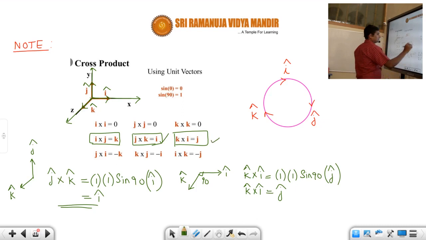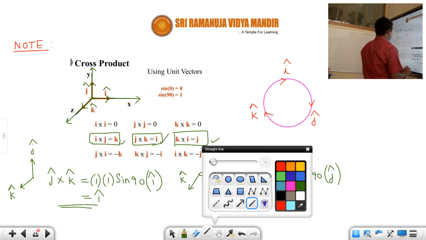That's how we get the vector product of unit vectors, students. If you want to remember easily what i cross j, j cross k, and k cross i are, please remember this one.